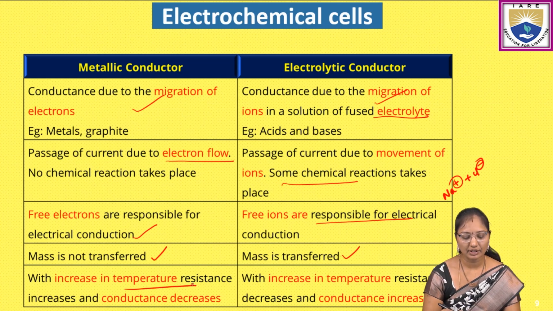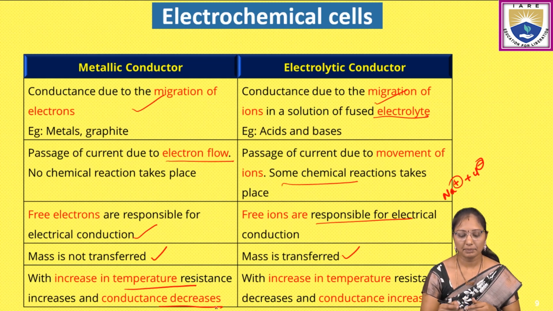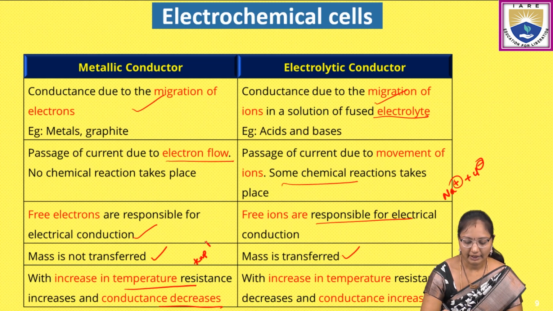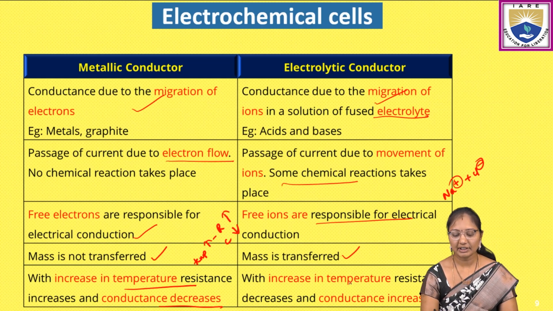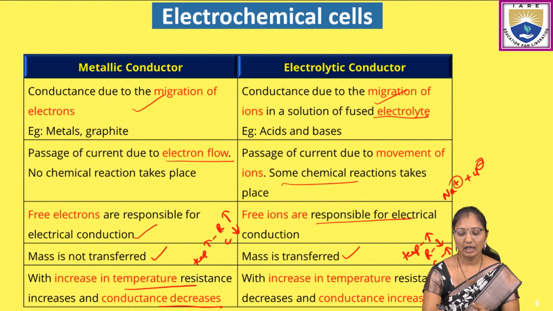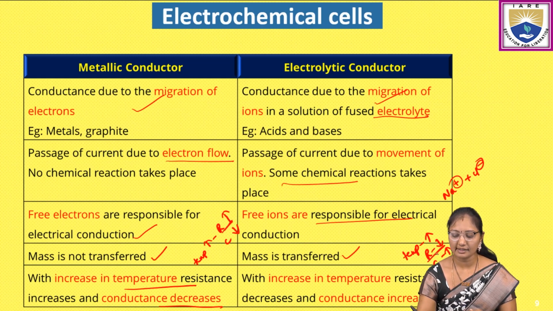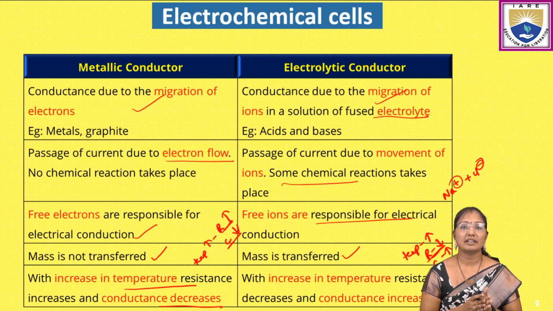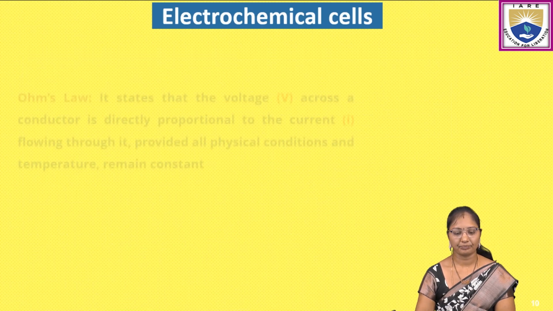With an increase in temperature, the resistance increases and conductance decreases. Here, with an increase in temperature, resistance decreases and conductivity increases. So this is reverse: here resistance is increasing, there resistance is decreasing; here conductance decreases, there conductance increases. So with a temperature increase, resistance and conductivity differ in metallic as well as electrolytic conductors.